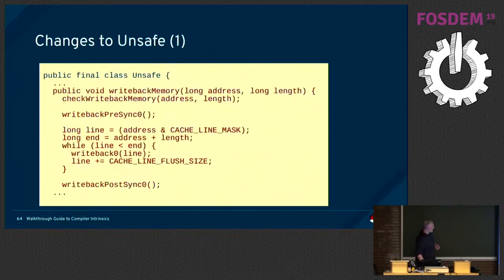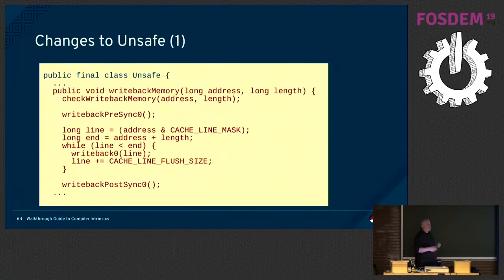So what does the Unsafe method look like? Well, it's a nice, simple method. It checks to make sure the address's length makes sense. And then there are two things we need to worry about as far as cache level synchronization is concerned. Before we flush the cache lines, depending on the hardware, we may need to be sure that all previous writes to those cache lines are visible in the cache.